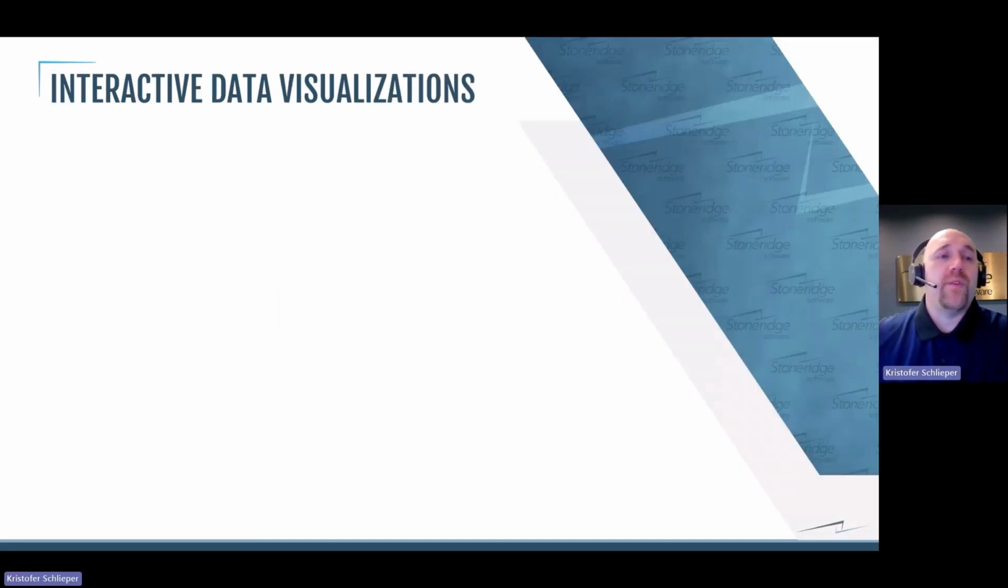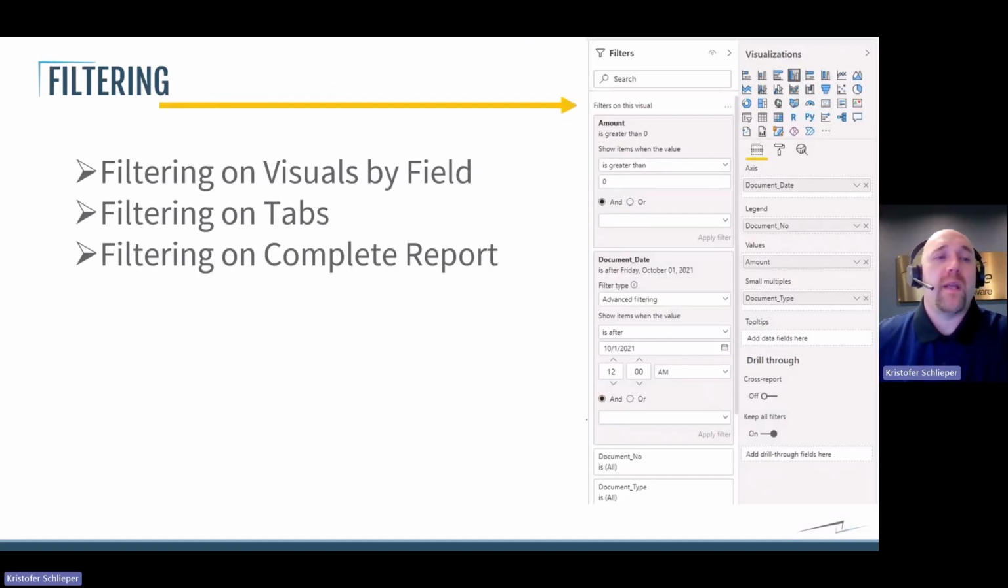So what do we need to do to make our data visualizations interactive? Well, one way we can do that is through filtering, and we can filter on our visuals by a field. We can filter on tabs, or we can filter on the complete report. As you're looking at it, there are different ways to filter on that. Essentially, we bring our data field that we want to filter on over, and there's either an advanced experience, or we can just do some simple filtering.